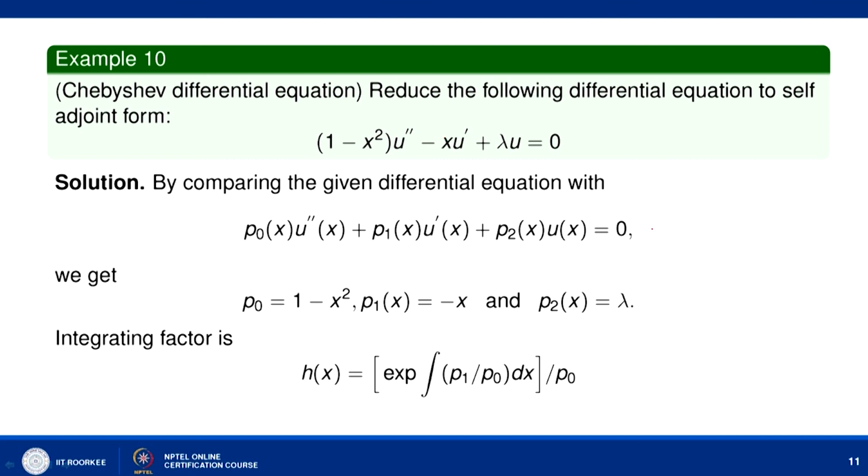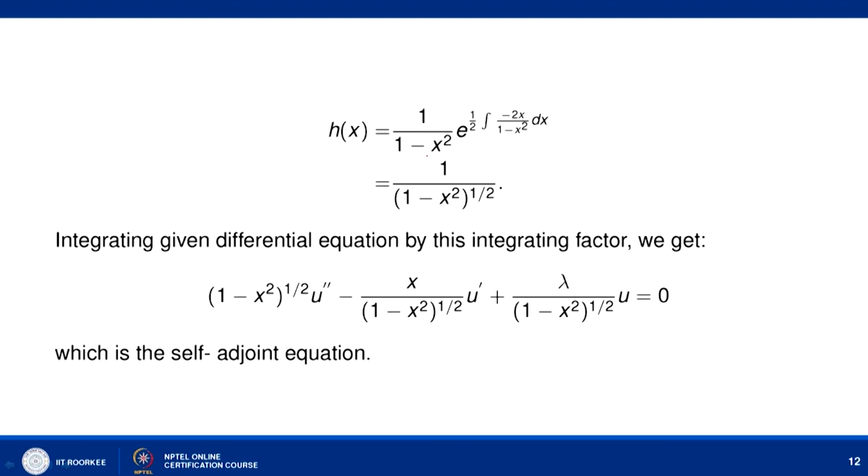Here we compare with the differential equation, and we say that p naught is equal to 1 minus x square, p1 is equal to minus x, and p2 of x is equal to lambda. We already know the factor by which we can make this equation self adjoint: we can calculate h of x as exponential of the integral of p1 by p naught dx, divided by p naught. So p1 is minus x and p naught is 1 minus x square. We can calculate this h of x as 1 upon 1 minus x square, this is p naught, into e to the power 1 by 2 times the integral of minus 2x upon 1 minus x square.